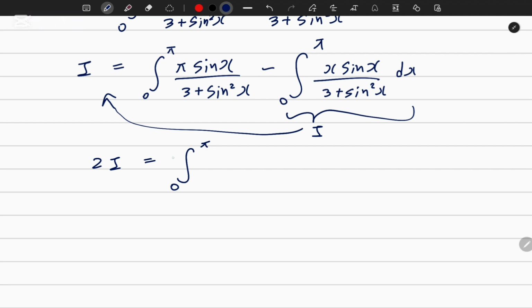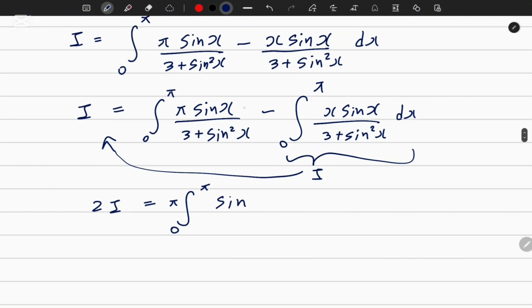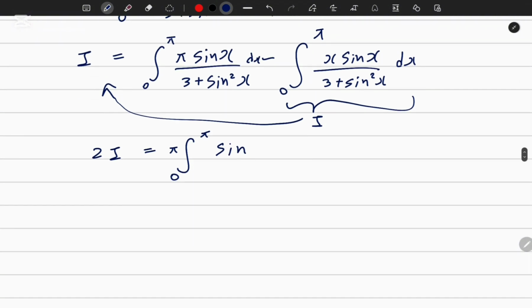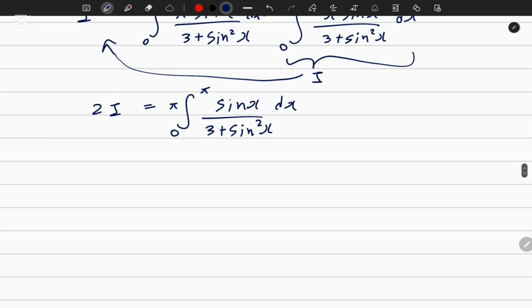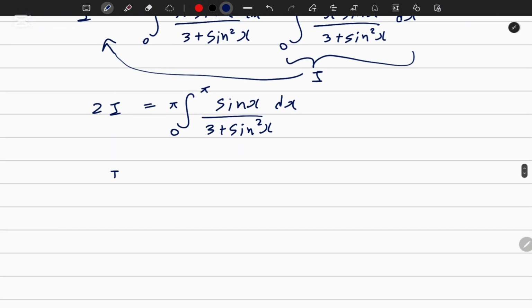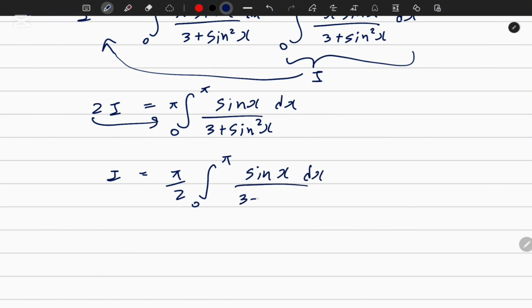Since 5 is a constant, I can take that out of the integral. So sine x dx over 3 plus sine square x, right? Now I can write I is 5 over 2. I divide by 2 here, so this is 0 to 5 sine x dx over 3 plus sine square x, right?